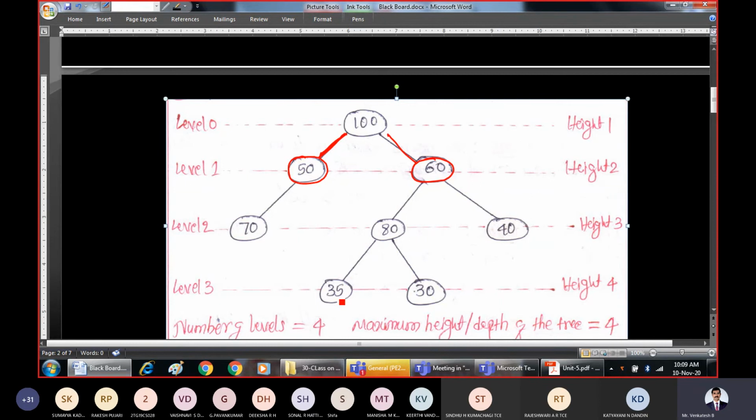What is the level of 35? 35 is present at a distance of 1, 2 and 3 nodes. 3 edges are there. That means the level of 35 is 3. What is the level of 30? 30 is present at a distance of 3. We can see 1, 2 and 3. So the level of 30 is also 3. So basically what does level indicate? The distance of any given node from the root node. That is called its level.